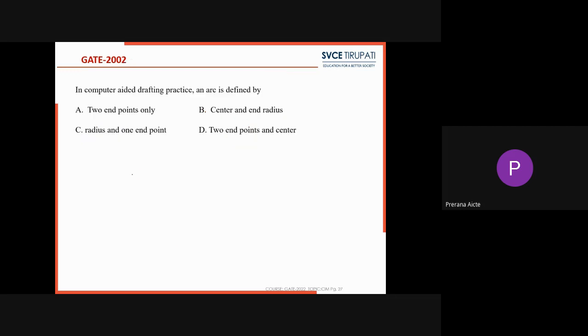Then in GATE 2002, this is a bit asked for 1 mark. In computer-aided drafting practice, the arc may be defined by dash. If you take an arc, it can be defined in 10 different methods. But the one used most for defining an arc is the two endpoints and center. So this is the particular method for how the arc can be defined.